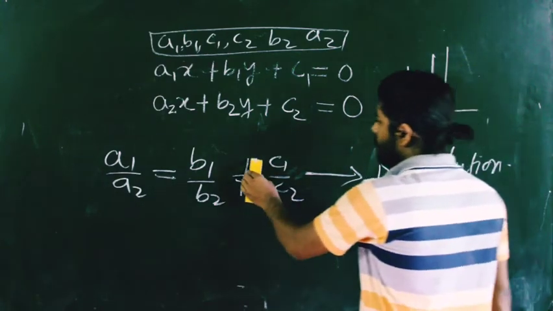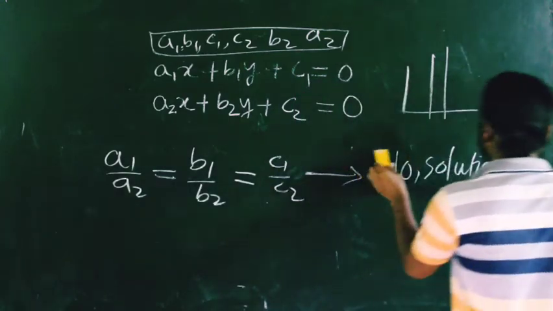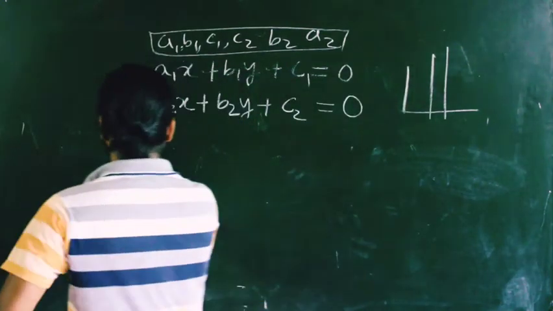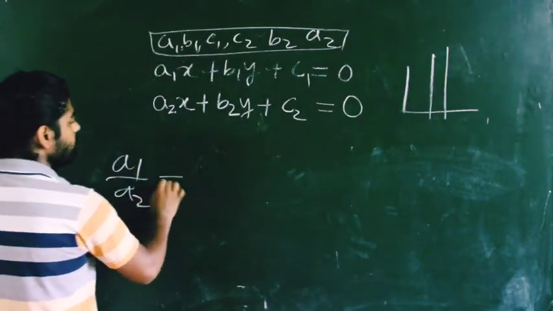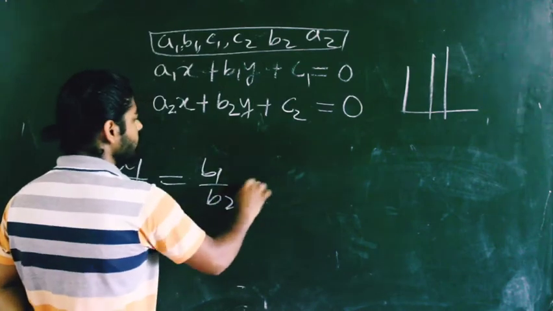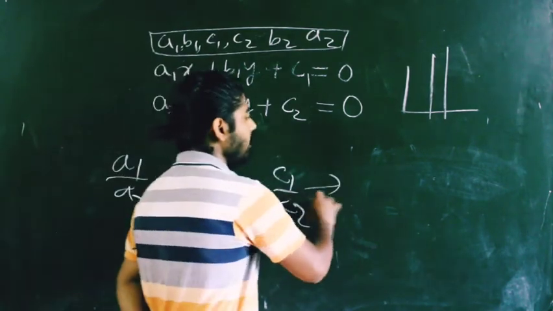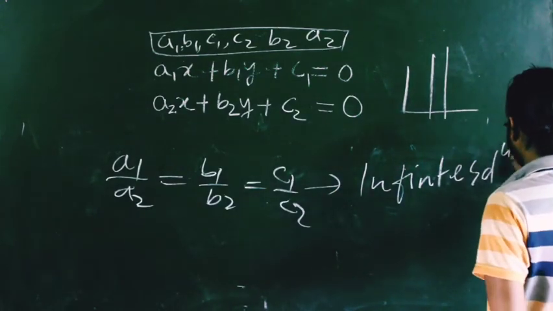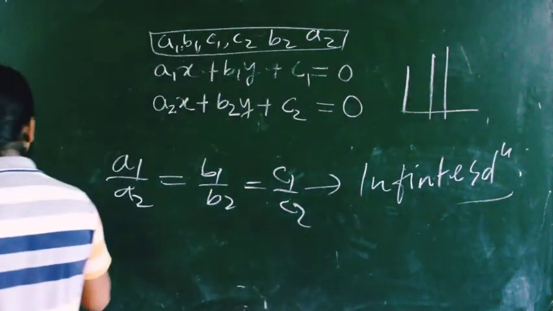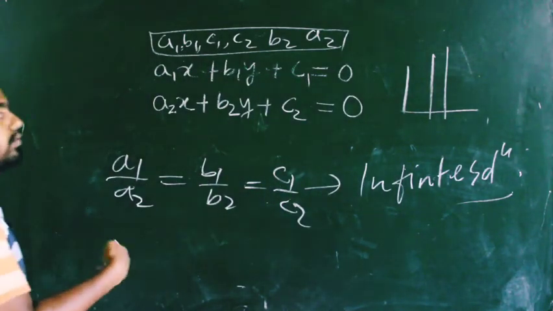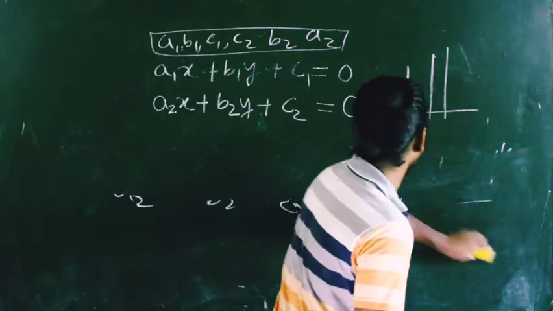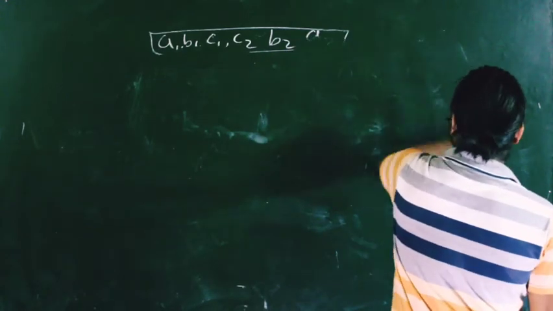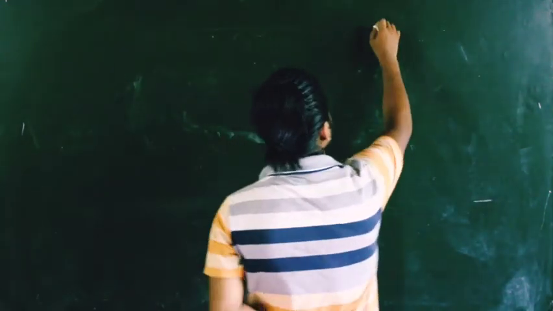Again, if you have everything equal, okay, let me put. If a1 by a2 is equal to b1 by b2 is equal to c1 by c2, then you will have infinite solution. So for this, we will understand these things with an example. Let me write the standard values so you can understand.